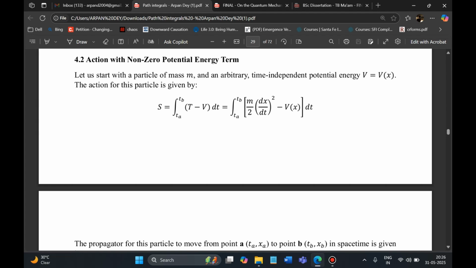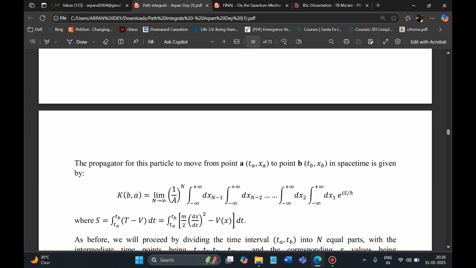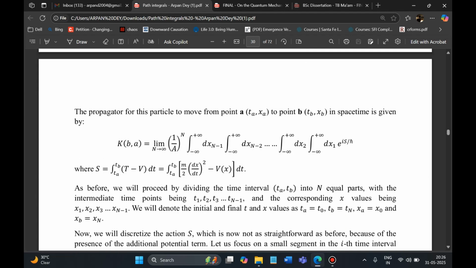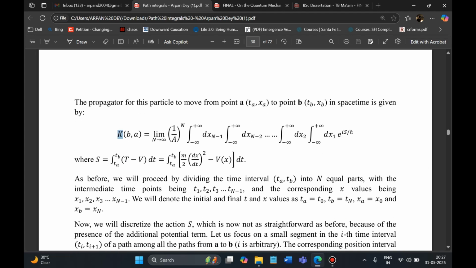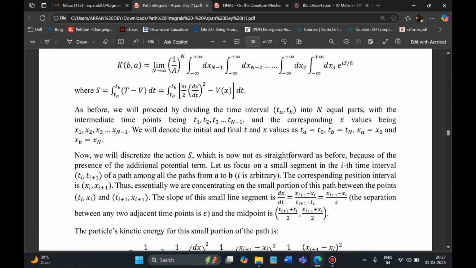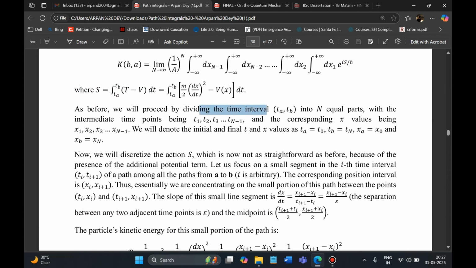So first we'll be starting with the action. Here we have just assumed a general arbitrary potential energy V(x), not linear or quadratic. So the propagator is defined like this. Again, I have already derived this expression in the previous video as well. This is the general form of the propagator, not specific to any free particle or particle with potential. And this is my action. So in the expression of the propagator, you have e to the i S over h bar. In place of S, you should put this value of the action, right? Now we'll proceed by dividing the time interval.